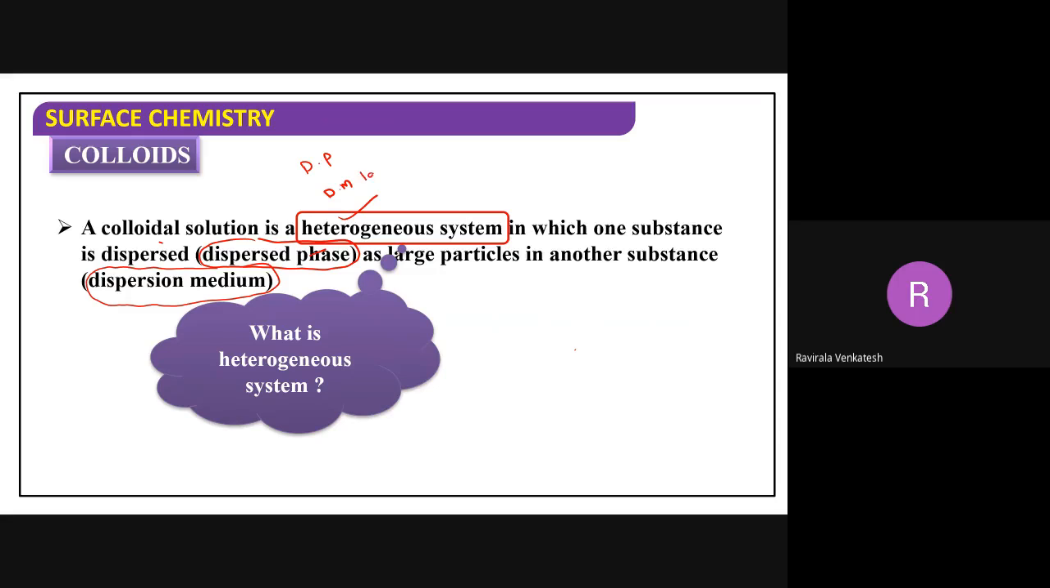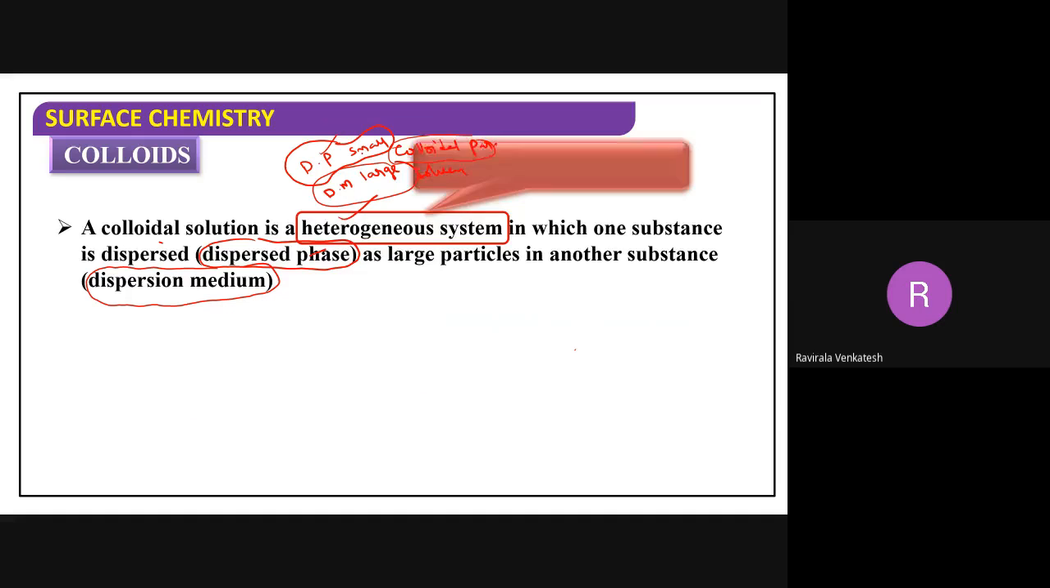Just like solute and solvent, just like adsorbent and adsorbate, here also we have dispersed phase and dispersion medium. The medium will always be in large quantity, and the dispersed phase in small quantity. Generally, the dispersed phase acts as colloidal particles, and the medium acts as a solvent. Just like a solute, the colloidal particles can be called the dispersed phase.